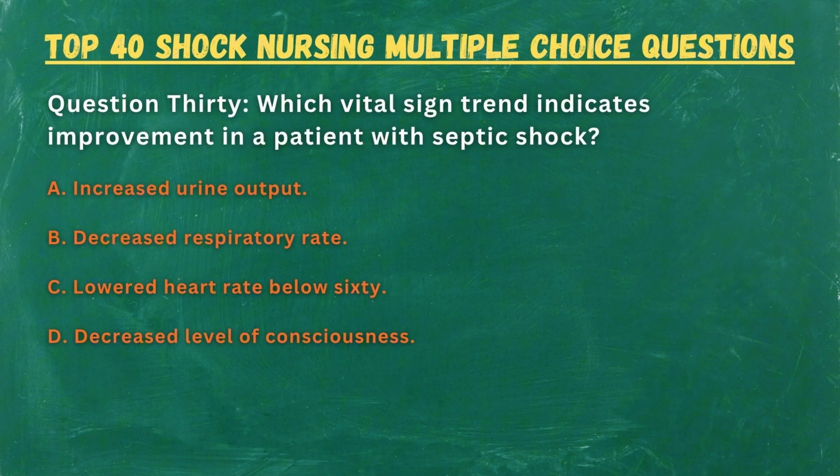Question 30. Which vital sign trend indicates improvement in a patient with septic shock? A. Increased urine output. B. Decreased respiratory rate. C. Lowered heart rate below 60. D. Decreased level of consciousness. Answer: A. Increased urine output.